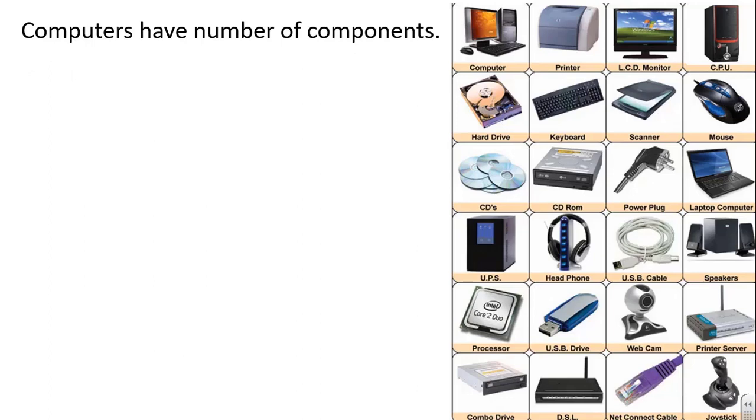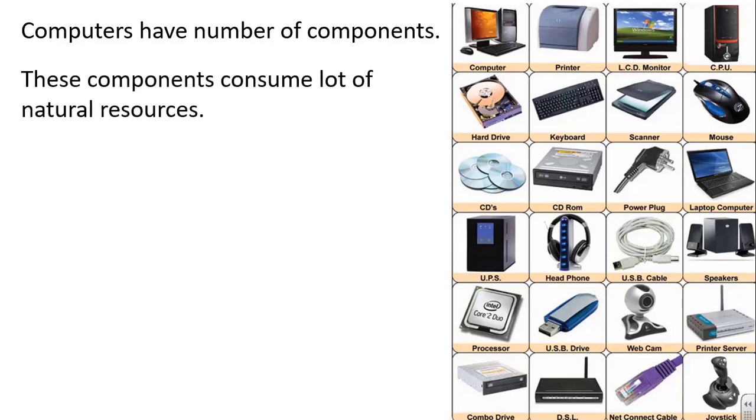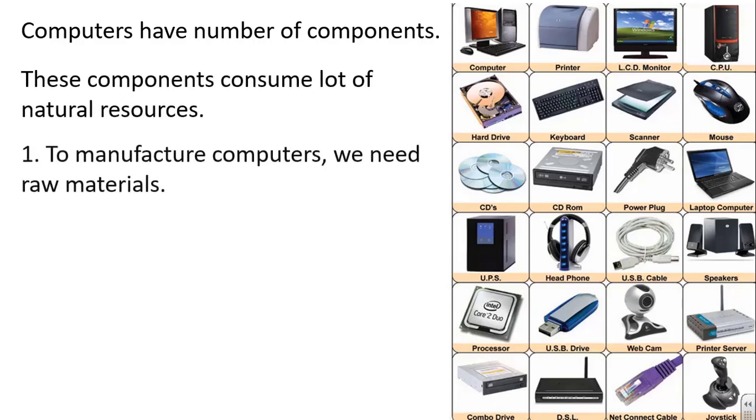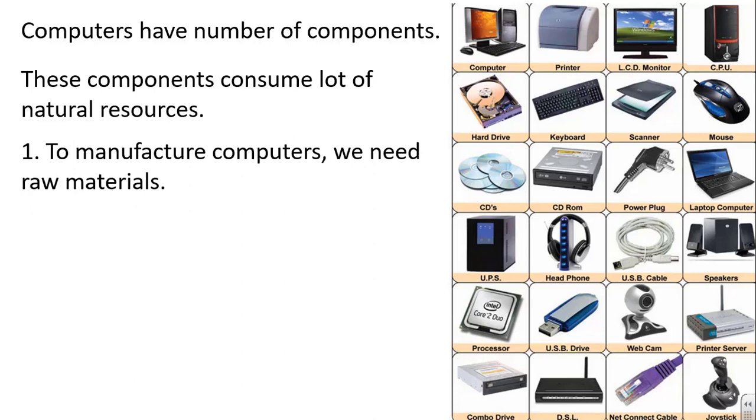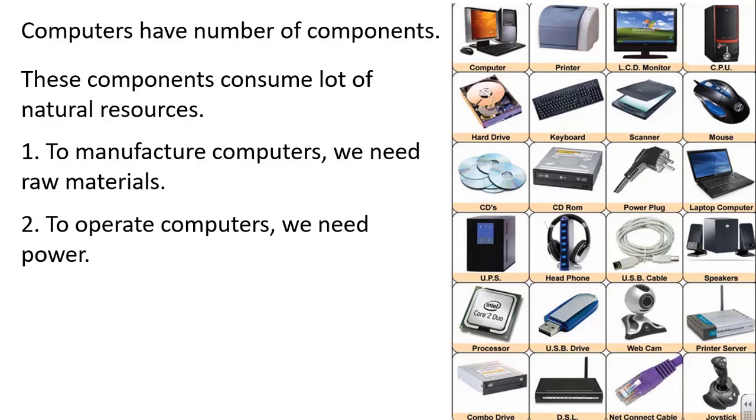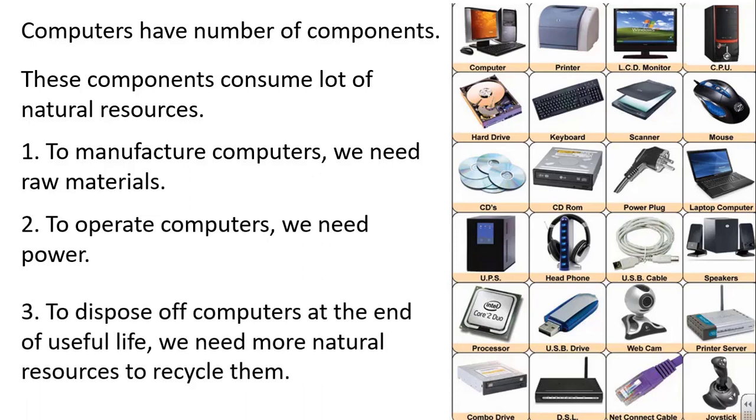Here you can see that a number of IT related products are given to you. We have computers, printers, monitors, scanners, keyboards and so on. Computers have a number of components. These components consume a lot of natural resources. To manufacture computers, we need raw materials. To operate computers, we need power. To dispose of computers at the end of useful life, we need more natural resources to recycle them.